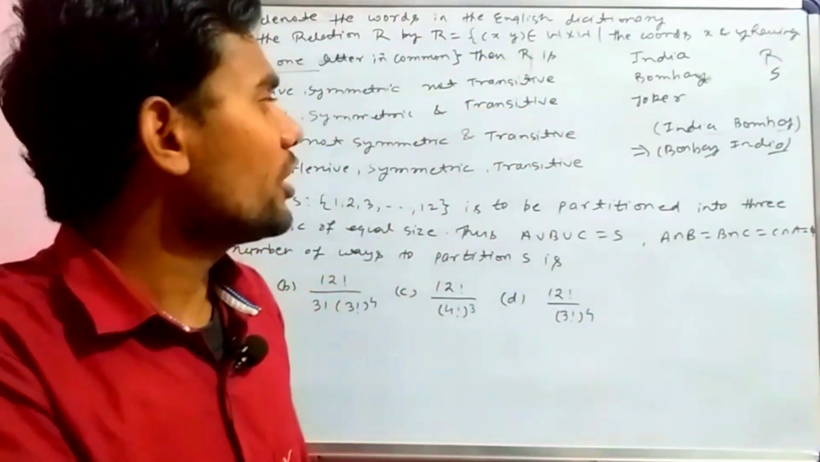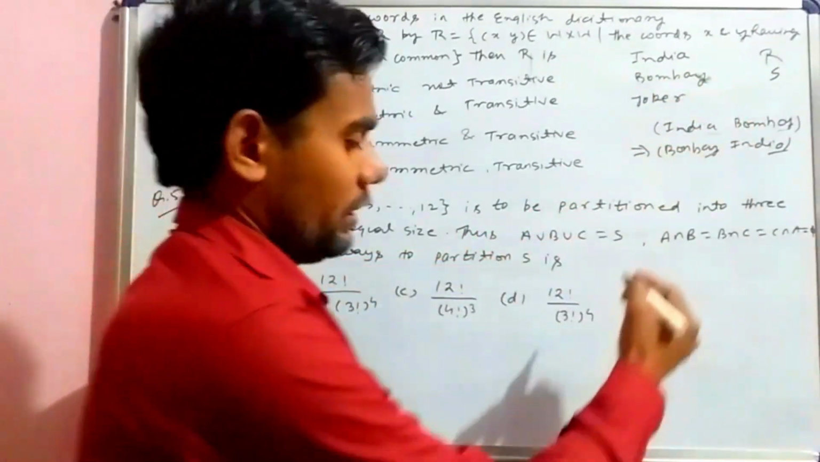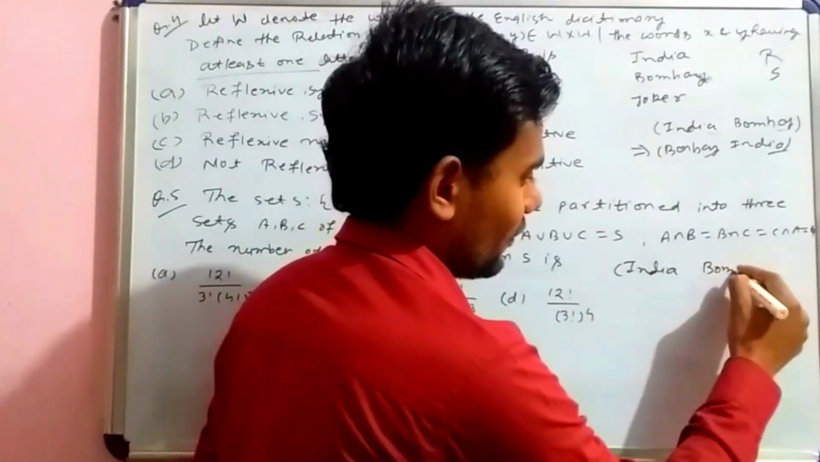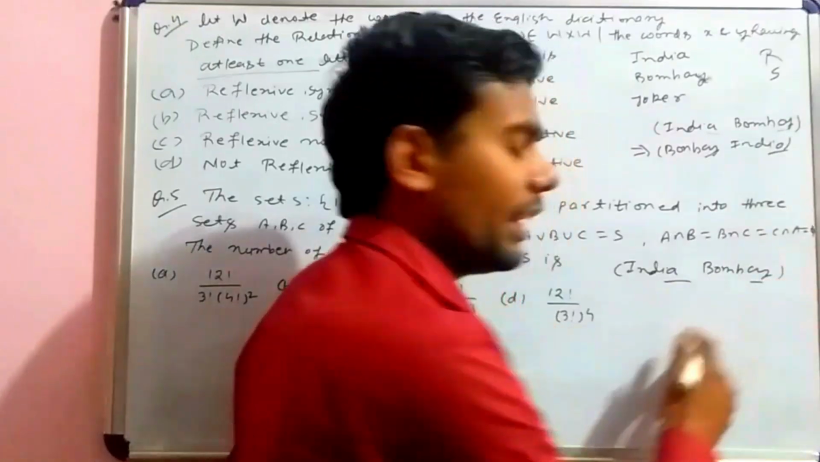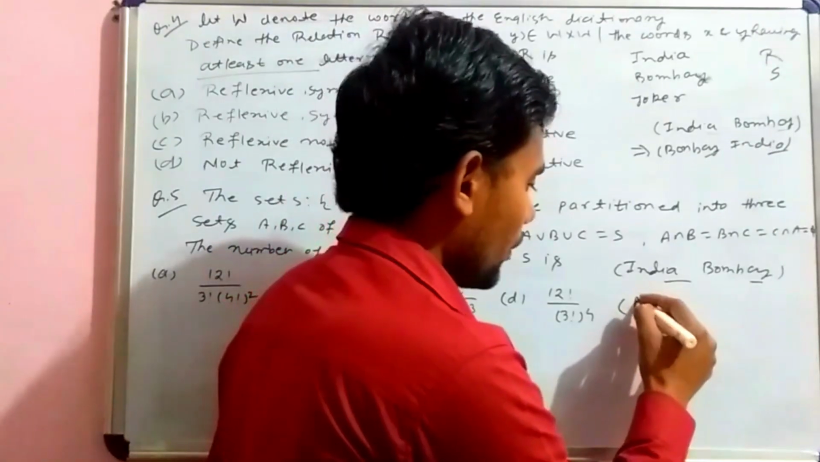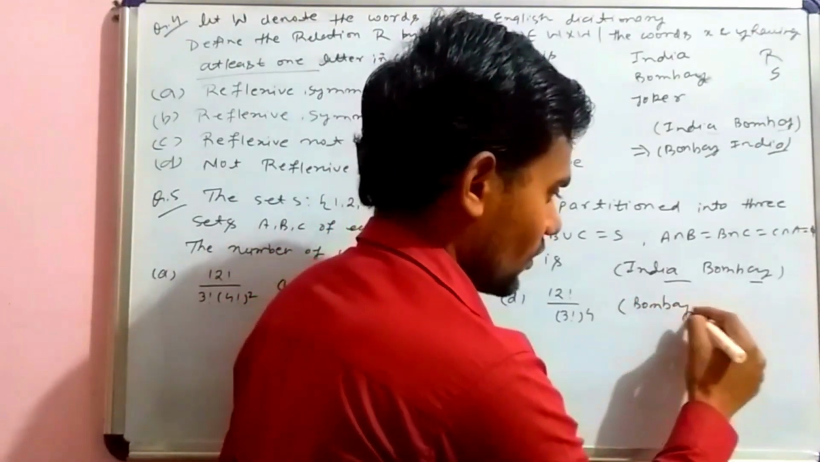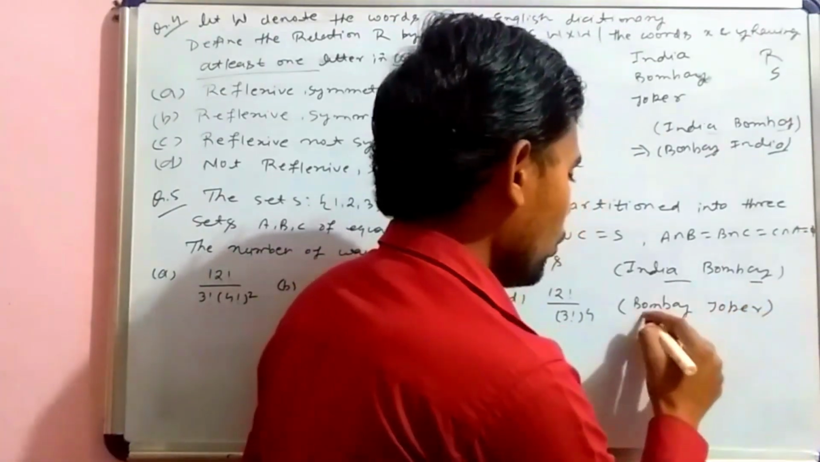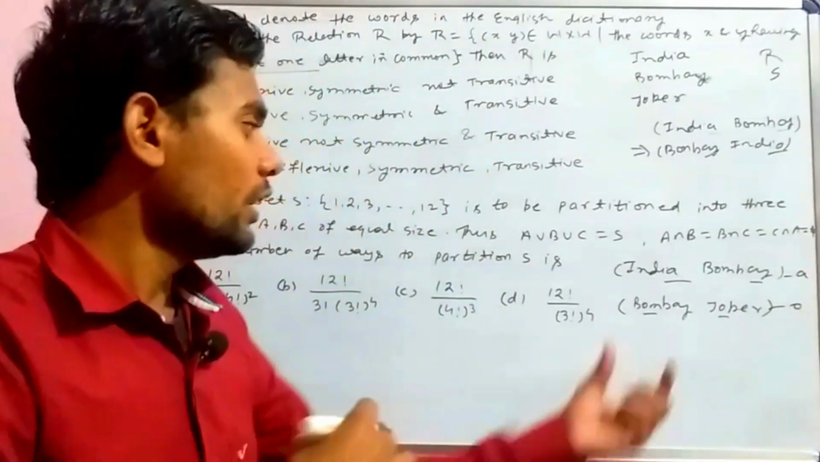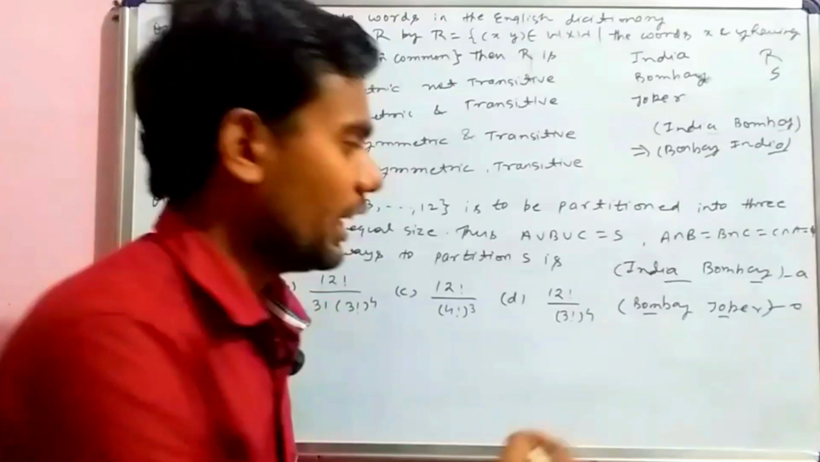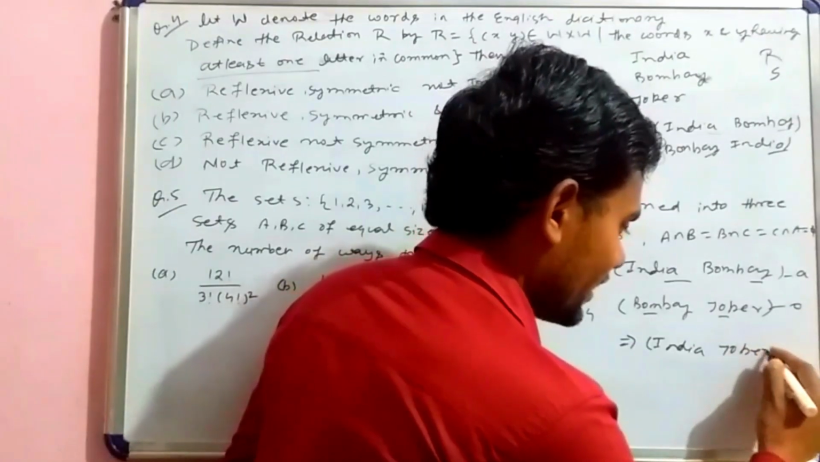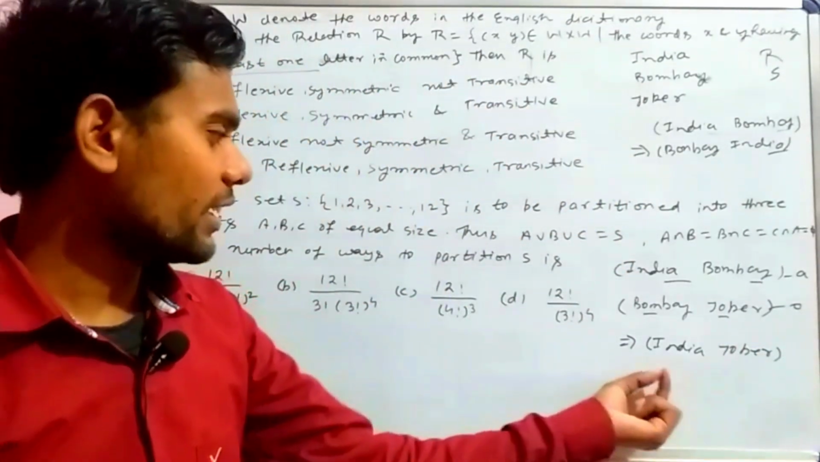And transitive: if India is related to Bombay, the common letter is A, and Bombay is related to Joker, the common letter is O. Then for the transitive relation, India should be related to Joker. If this condition is satisfied, then we can say this is a transitive relation.